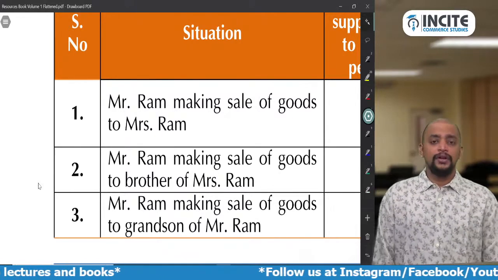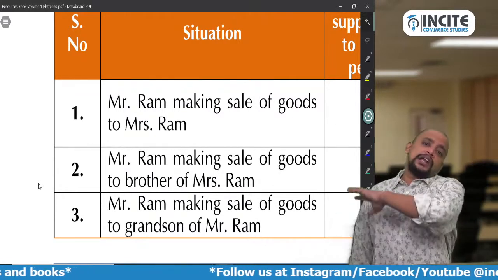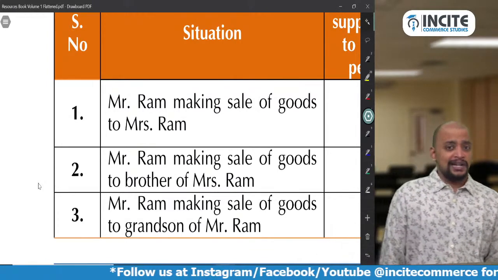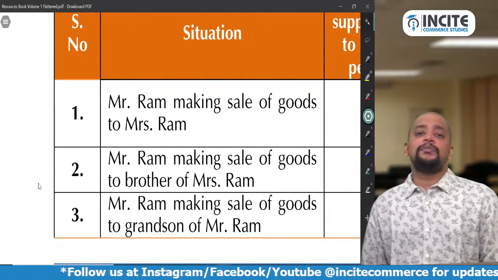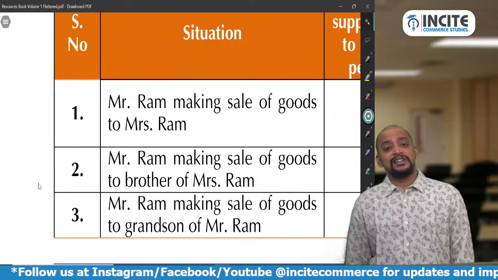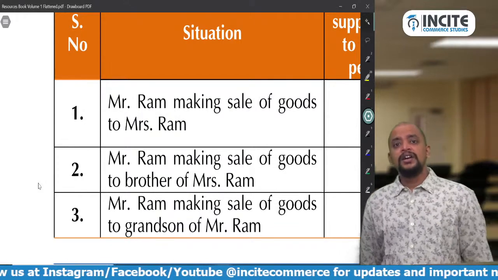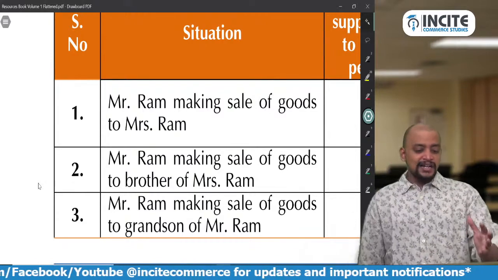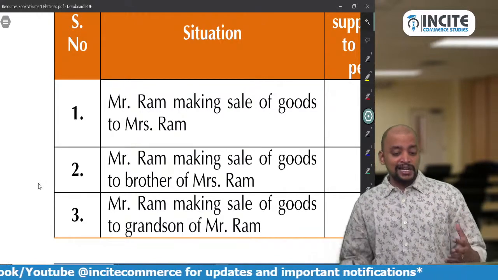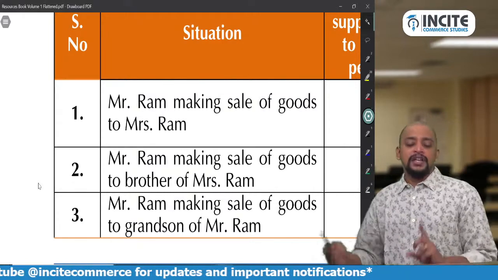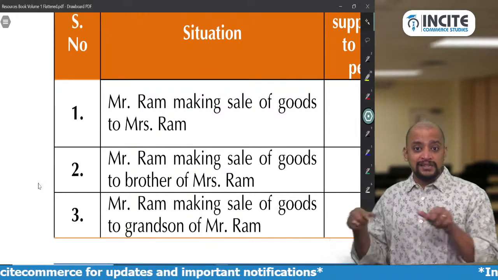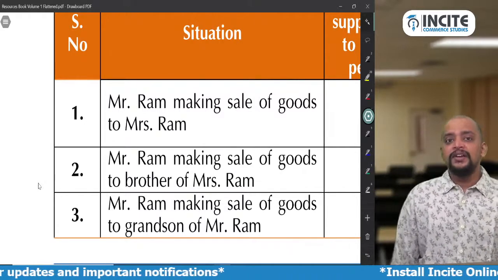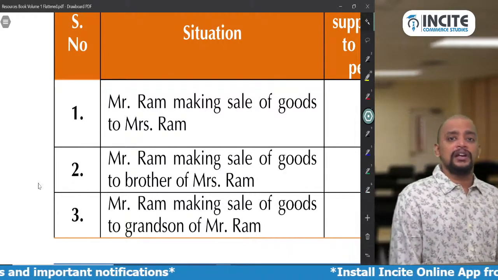Is it true? No. In-laws are not covered under family definition. All in-laws, brother-in-law, sister-in-law, father-in-law, mother-in-law, and then even son-in-law, daughter-in-law, in-laws are not covered under family definition, which means that Mr. Ram making sale of goods to brother of Mrs. Ram. So he is a brother of Mrs. Ram, not Mr. Ram. Therefore, it is not a related party transaction because family definition does not include in-laws.